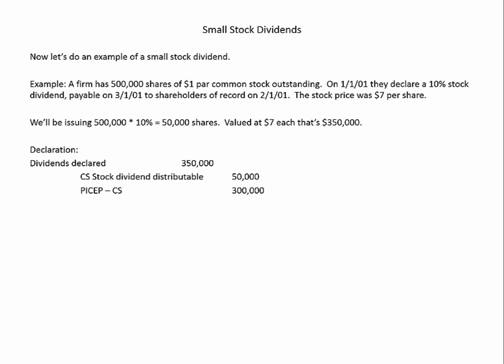Again, the common stock dividend distributable is an equity account representing stock that is on the verge of being issued. At the date of distribution, we take away the common stock dividend distributable and replace it with garden variety common stock.